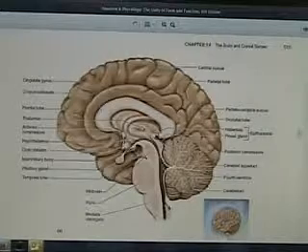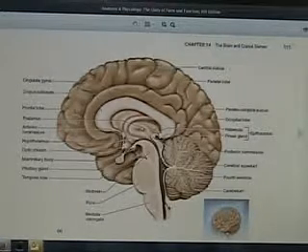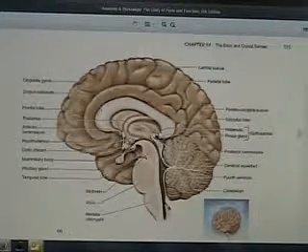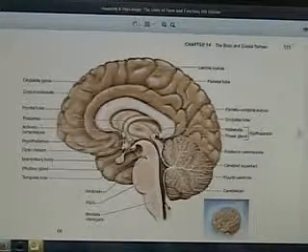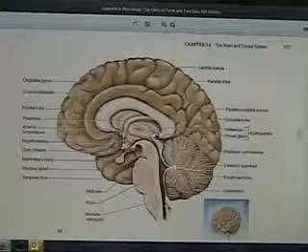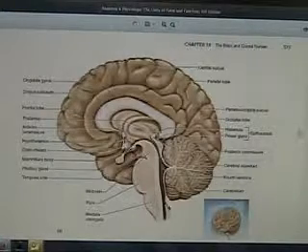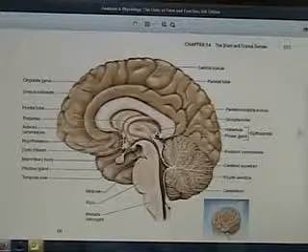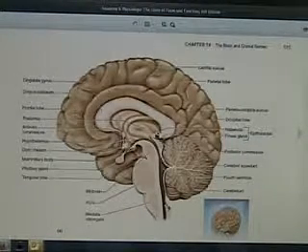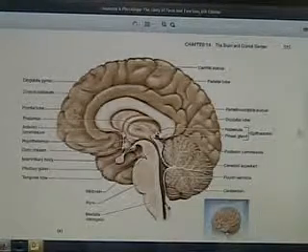The hypothalamus. Now, if this is the thalamus, the hypothalamus has to be right underneath it. And the hypothalamus is part of the limbic system, which is a part of this right here, which is your corpus callosum. Now, what is the limbic system? The limbic system deals with your emotions.